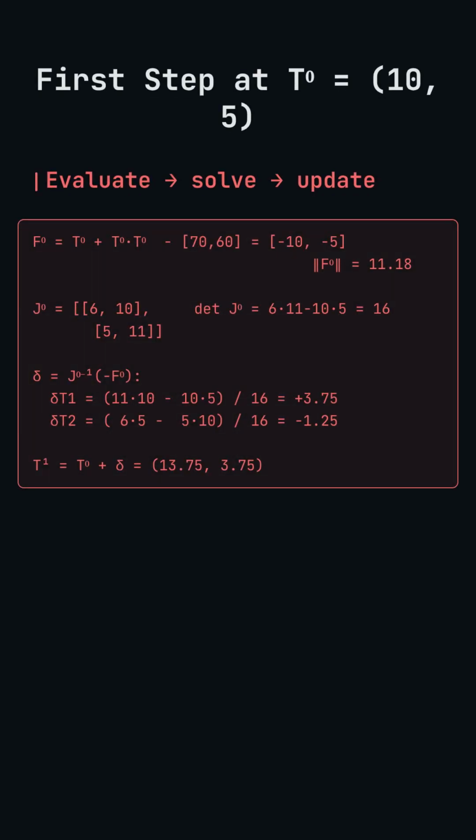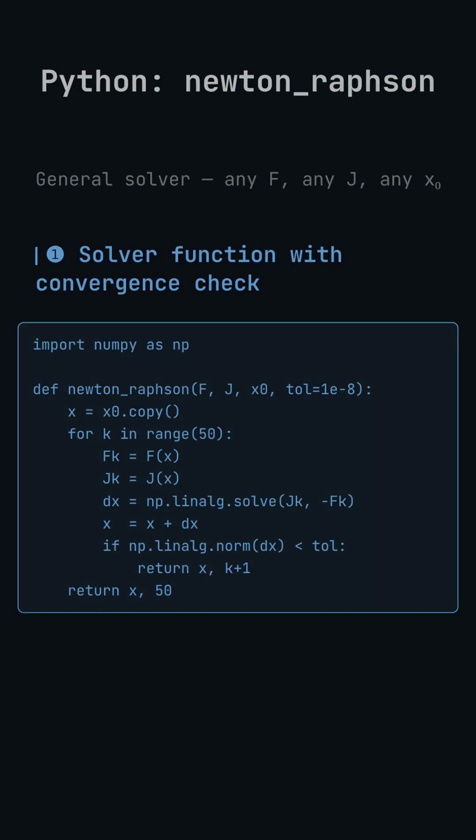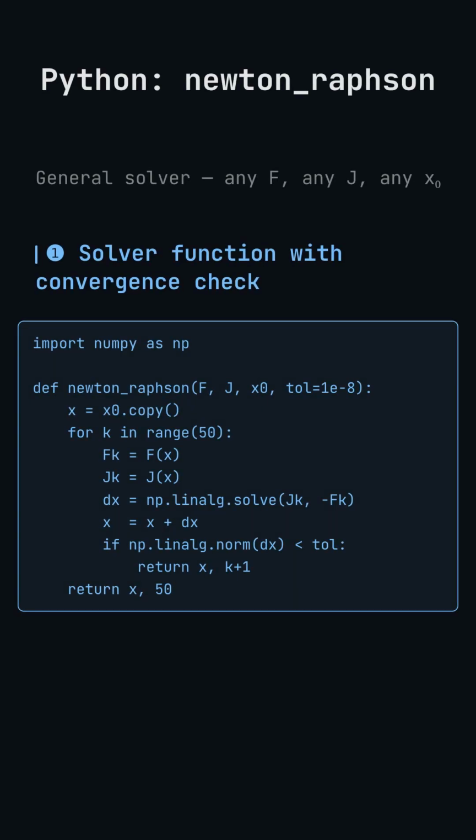At the initial guess T1 equals 10 and T2 equals 5, the residual vector is minus 10 and minus 5, with norm 11.18. Plug into the 2 by 2 Jacobian entries 6, 10, 5, 11, determinant 16. Solve by Cramer's rule. Delta T1 equals 3.75. Delta T2 equals minus 1.25. Add to get T1 equals 13.75. T2 equals 3.75.